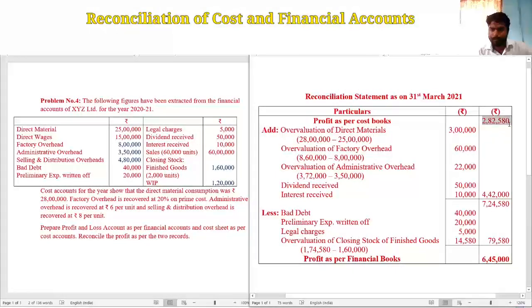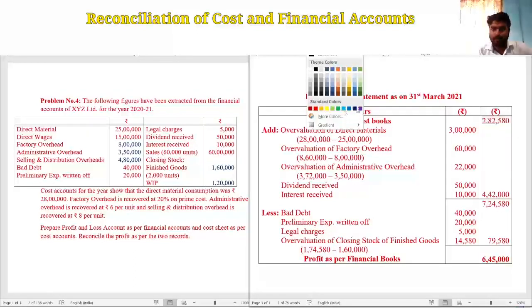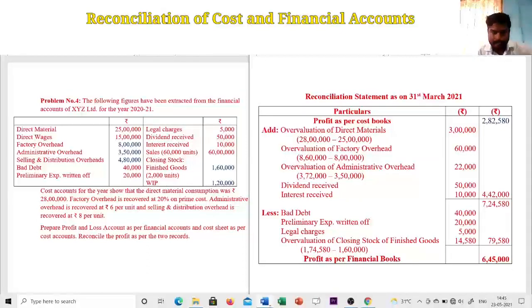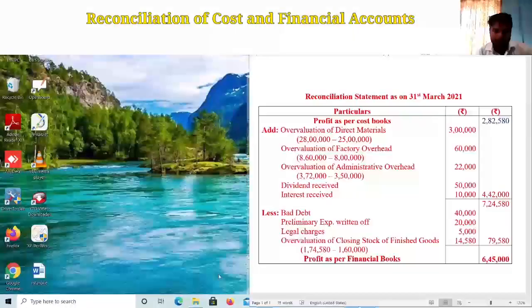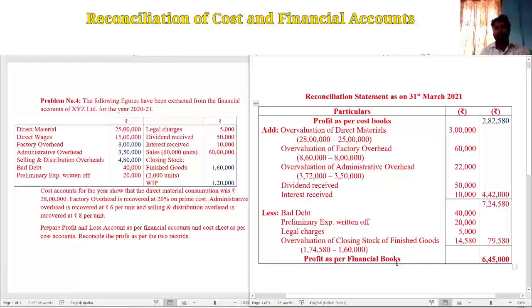Profit as per costing books is 2,82,580. Yes, costing profit is 2,82,580. So we have reconciled, we have identified the reasons for the difference in the profits between the costing profit and the financial profit. This is with regard to this problem.